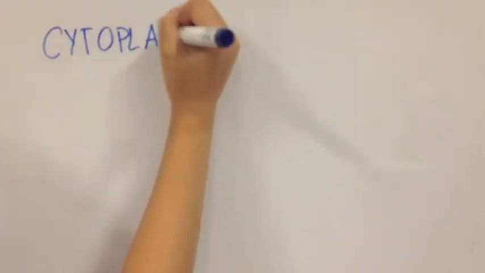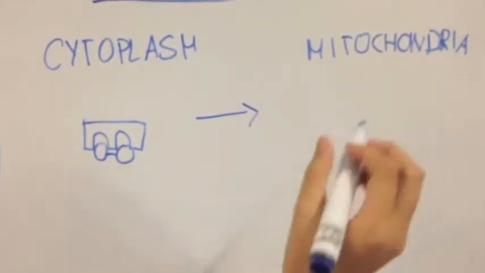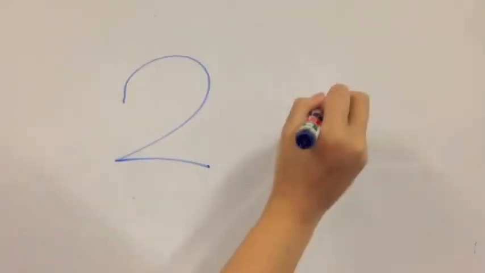The purpose of link reaction is to use the coenzymes to move the 2C molecules from the cytoplasm to the matrix of the mitochondria. Remember, this process happens twice for both pyruvates.